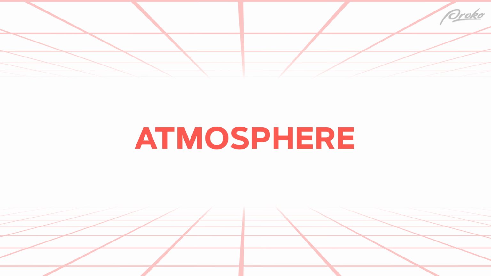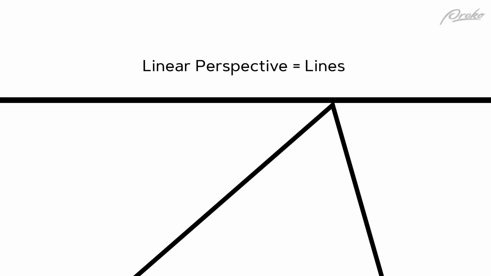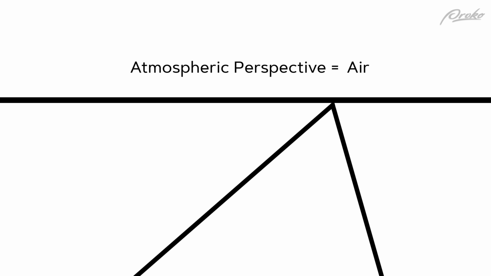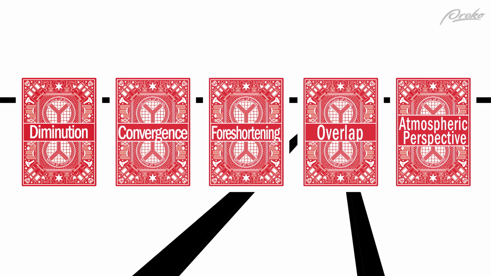Atmosphere. Distant things fade. Linear perspective is all about lines. Atmospheric perspective is about air. When there's lots of it, air creates atmosphere. That's why it's sometimes called aerial perspective. Think of air as fog. Let's look at how we can use it. We can make lines look like they go back into space by thinning them out as they go. Thinning them out is convergence. But thinner looks lighter.